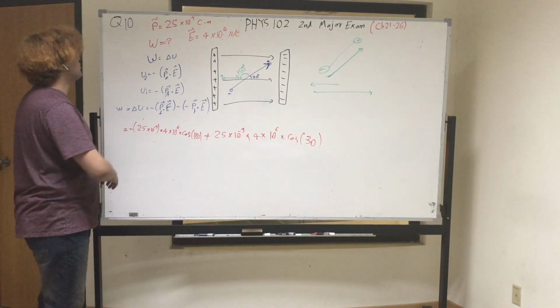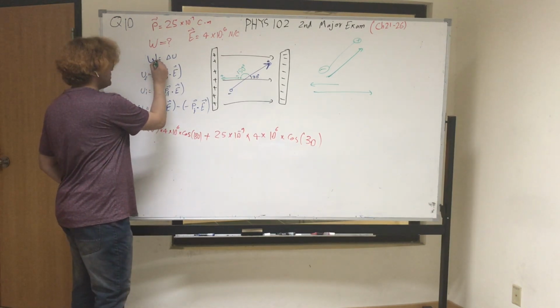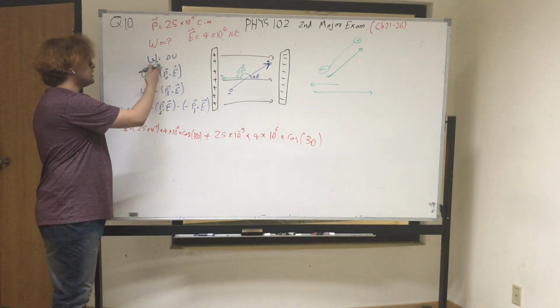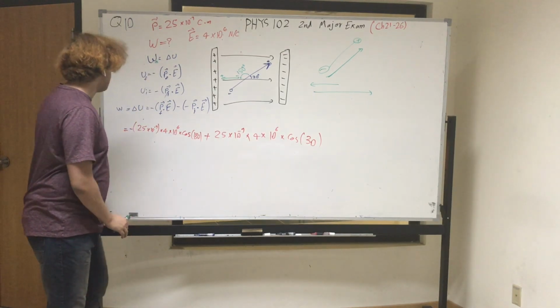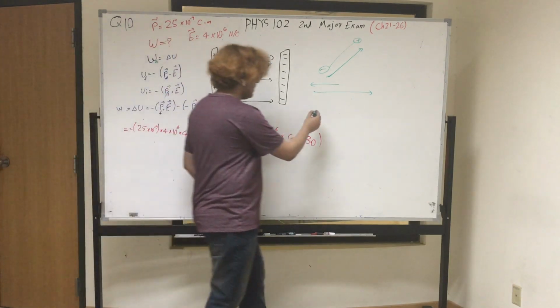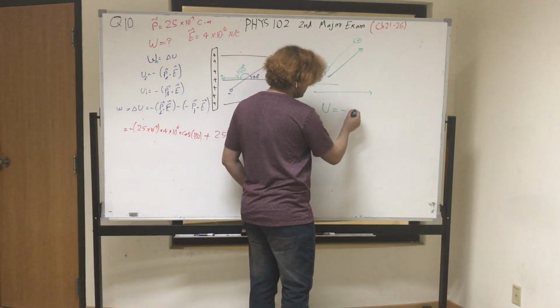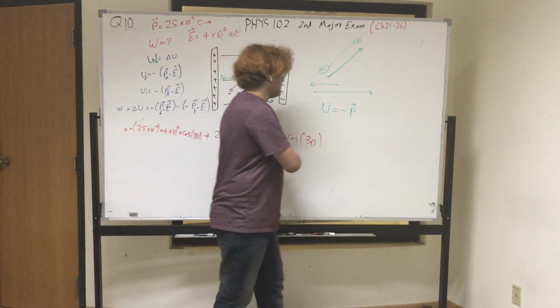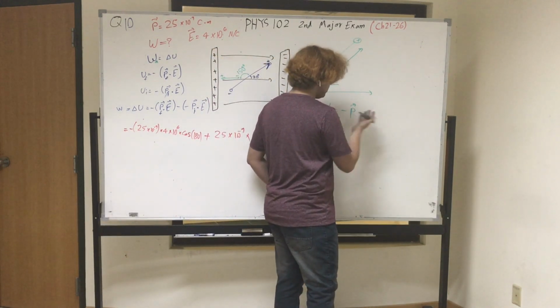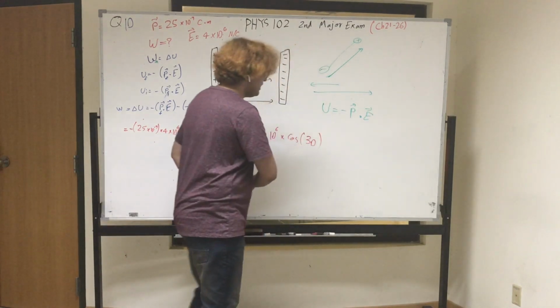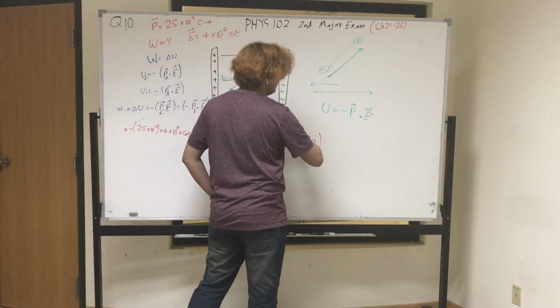And that's pretty straightforward. We know that the applied work is always, in any scenario, equal to the change in potential energy. And we have an equation in our equation sheet that says that the potential energy of the dipole is equal to the negative of the dipole dot the electric field, as in that dot product.